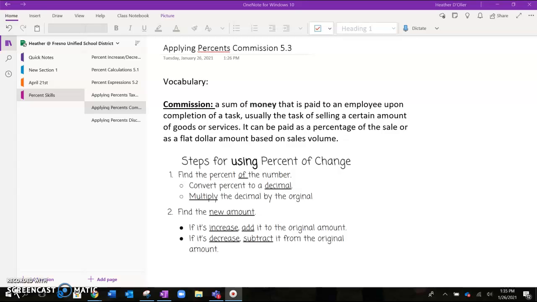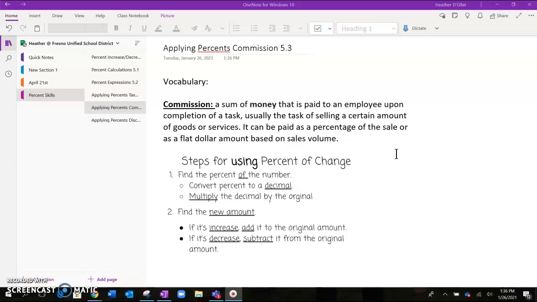So, some of you may know what commission is, some of you may not. Commission is a sum of money that is paid to an employee upon completion of a task, usually the task of selling a certain amount of goods or services. It can be paid as a percentage of the sale or as a flat dollar amount based on sales volume. We are practicing percents, so the commissions we're working with today are only percent based, okay?